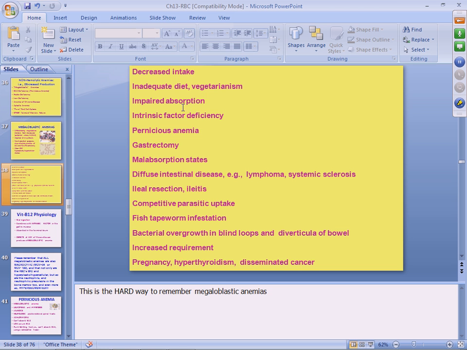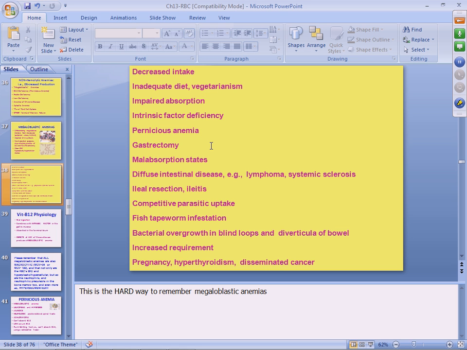Let's say that you, for some reason, either genetic or otherwise, don't have a lot of intrinsic factor in your gastric mucosa, and therefore you can't absorb B12, and therefore you get a megaloblastic anemia. Let's say that you had a large part of your stomach cut out from surgery, so you don't have much gastric mucosa and intrinsic factor left. Let's say that you have a malabsorption disease of the small bowel. Let's say you have inflammatory bowel disease or sprue or something that just generally interferes with proper intestinal absorption. That would be another reason.